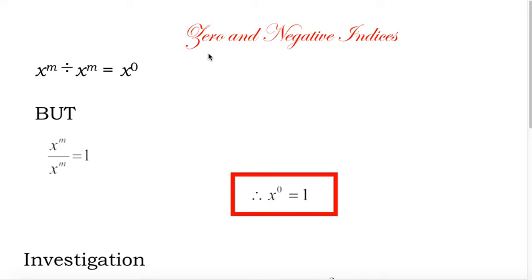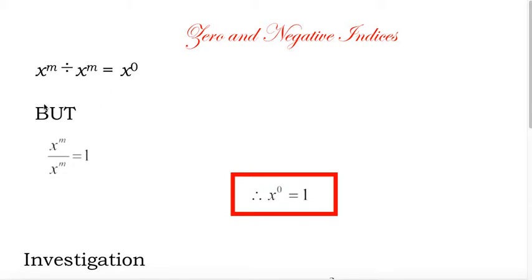So day 2, we're going to look at the zero index law and the negative indices. Let's start with the zero. So we already know that when we divide exponents, we just subtract the powers. So for example, if I have x to the power of m divided by x to the power of m, m minus m is 0 obviously, so my answer is x to the power of 0.